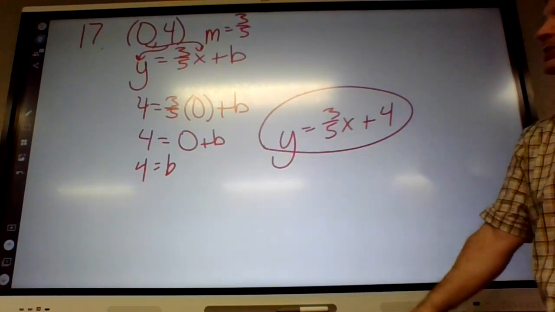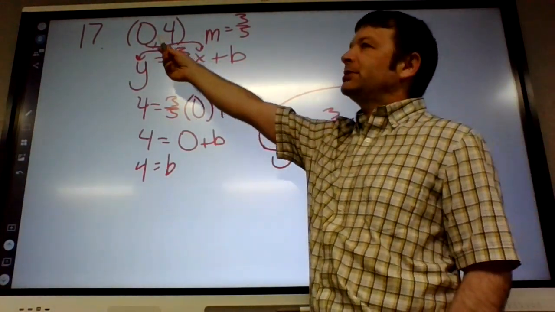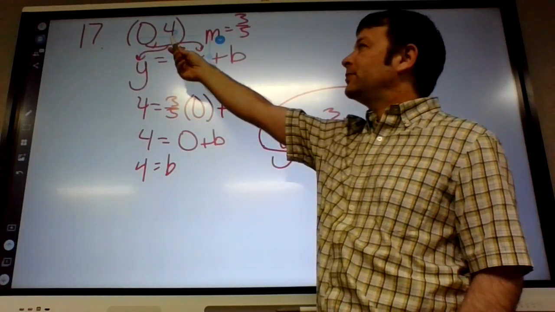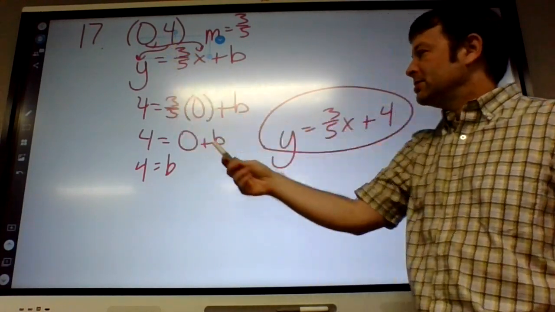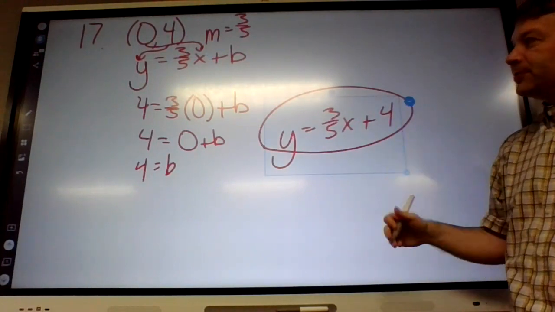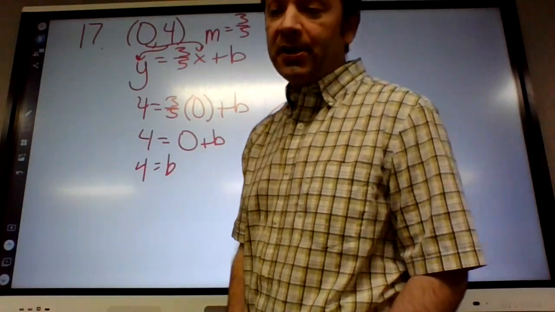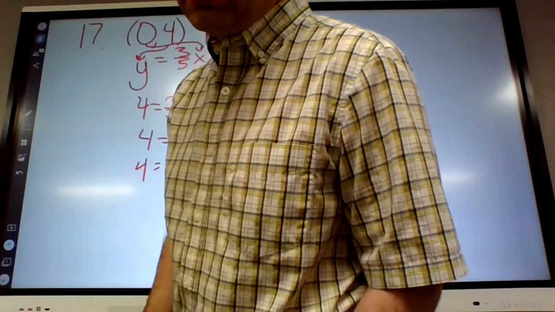Okay, what was different about this point? Because it's 0, 4, they're kind of telling us that the y-intercept is 4, kind of like number 1. So, turns out the y-intercept is 4. That's probably the only time they did that, I imagine. Yep.